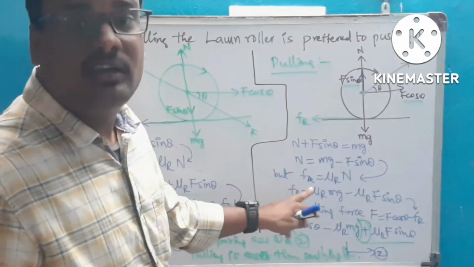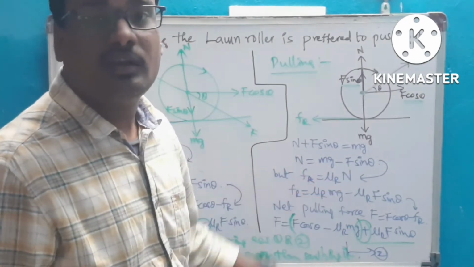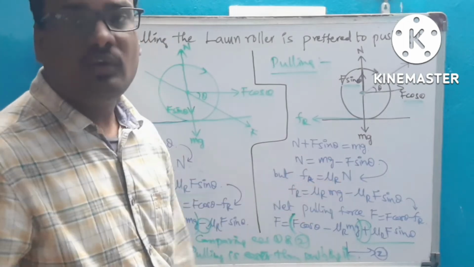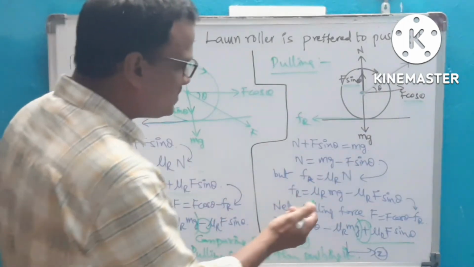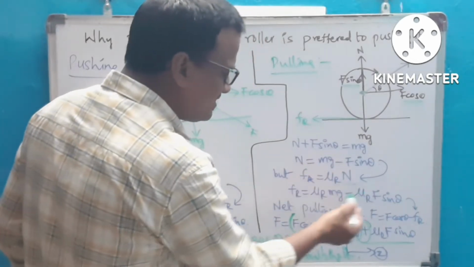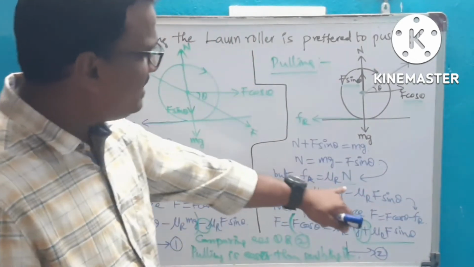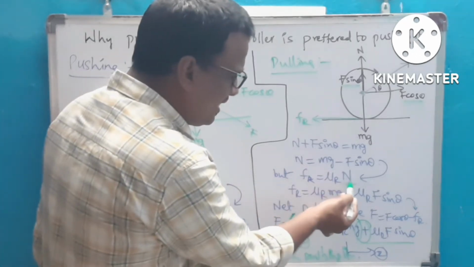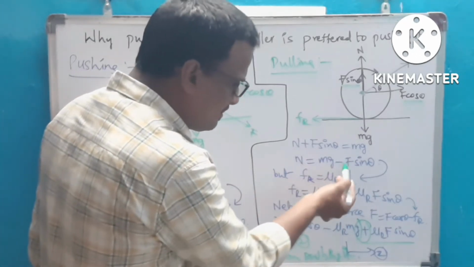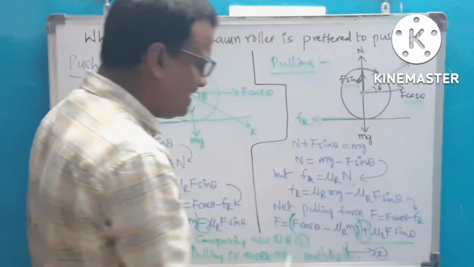But we know that the rolling friction Fr equals mu r into n. Mu r is called the coefficient of rolling friction and n is the normal reaction force. So in place of n we can substitute the normal reaction force equation. Then what do we get? Mu r n becomes mu r mg minus mu r into F sin theta here.